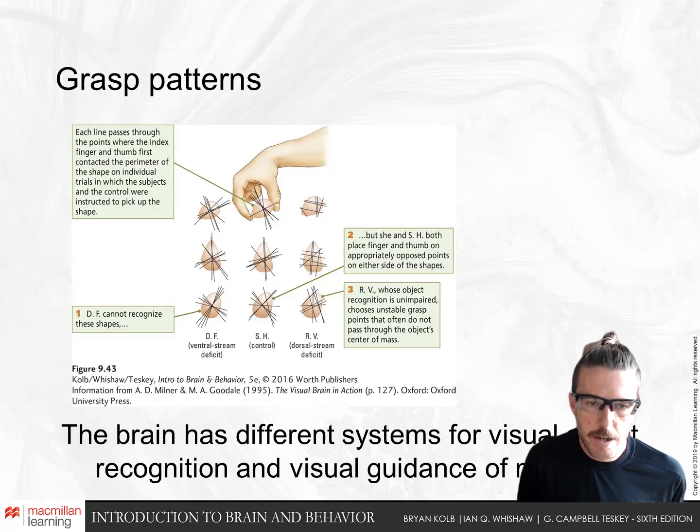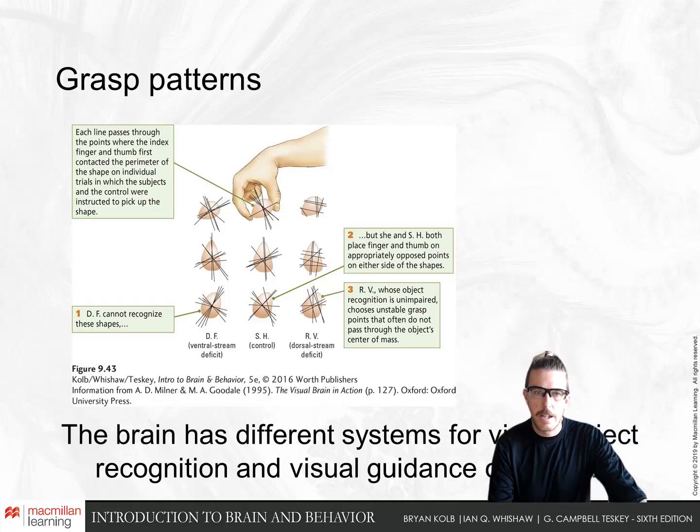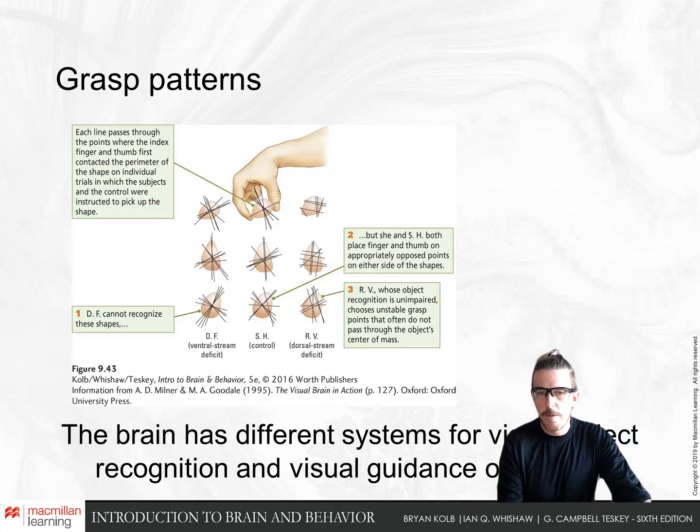However, RV, who had a dorsal stream deficit and was able to identify the different shapes, when told to reach out and grab them, picked them up in completely random places and made grasps that were inappropriate for the shape.